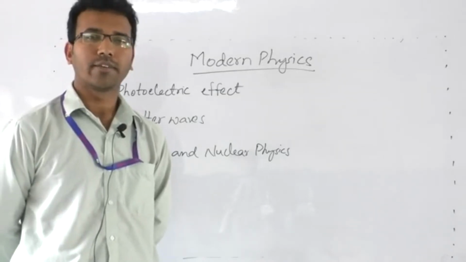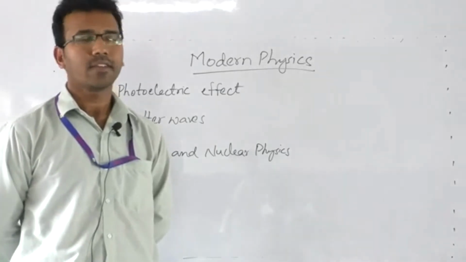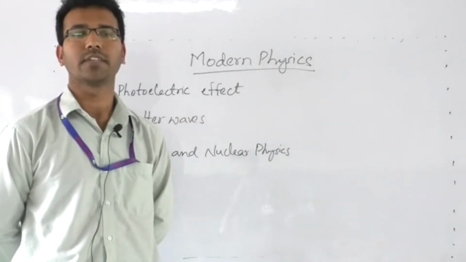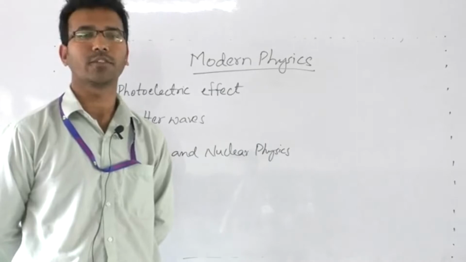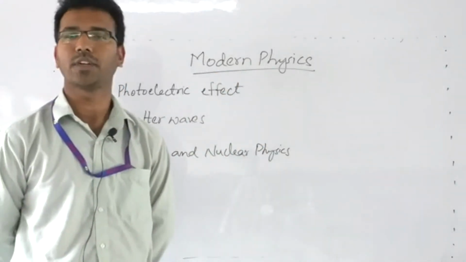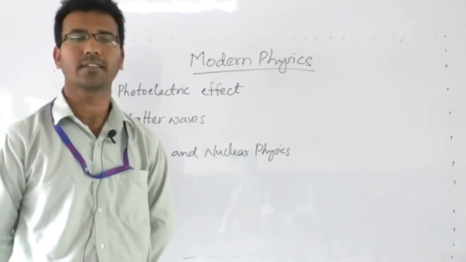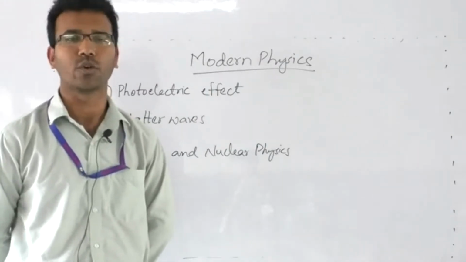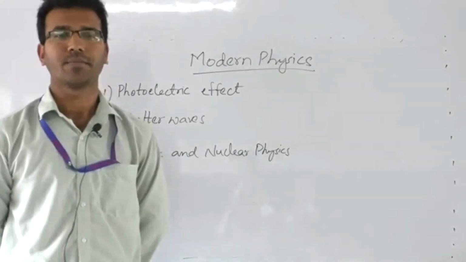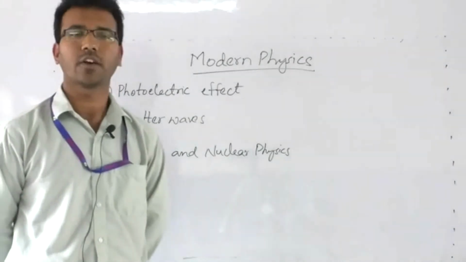Those theories were developed in very recent years, just at the beginning of the 20th century, some 100 years ago. That's why the name given is modern physics. These theories were recently developed. They are just some 100 to 120 years old. Now, why do we require these theories? As I said, the classical laws are not sufficient.